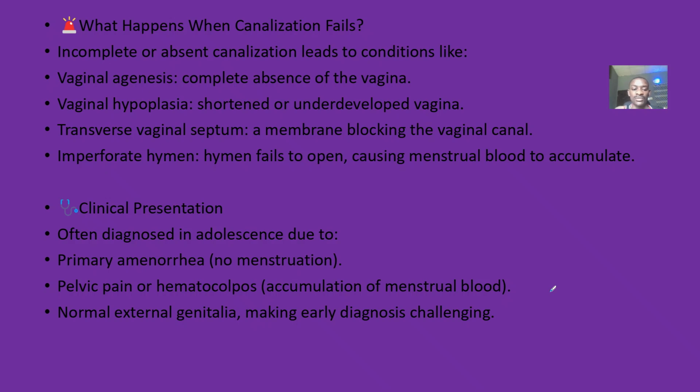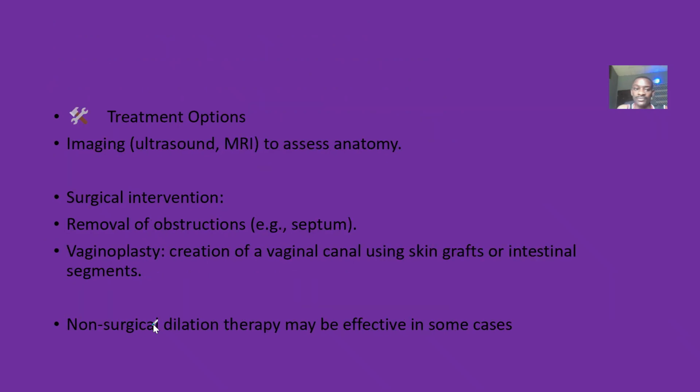Clinical presentation: they can present with no menstruation, pelvic pain, or hematocolpos, that's accumulation of menstrual blood. There could be normal external genitalia. So you see the outside is normal, which can make you think this person doesn't have an issue, but actually they have an issue.